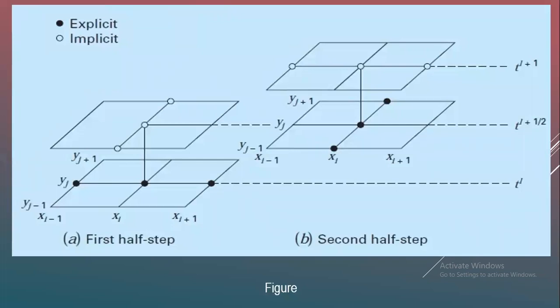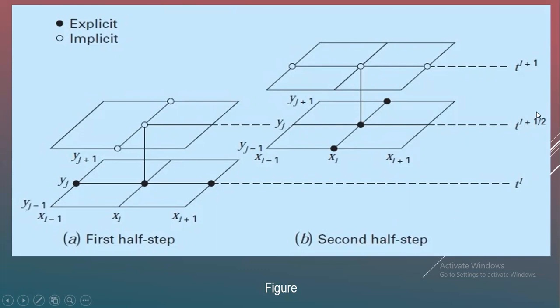So in the first half step, it works on time level i to i plus half. So in the first time level i, it's explicit in the y direction, and in the next time level, that is i plus half, it's implicit in the x direction. So it actually stores data on time level i plus half on the column.